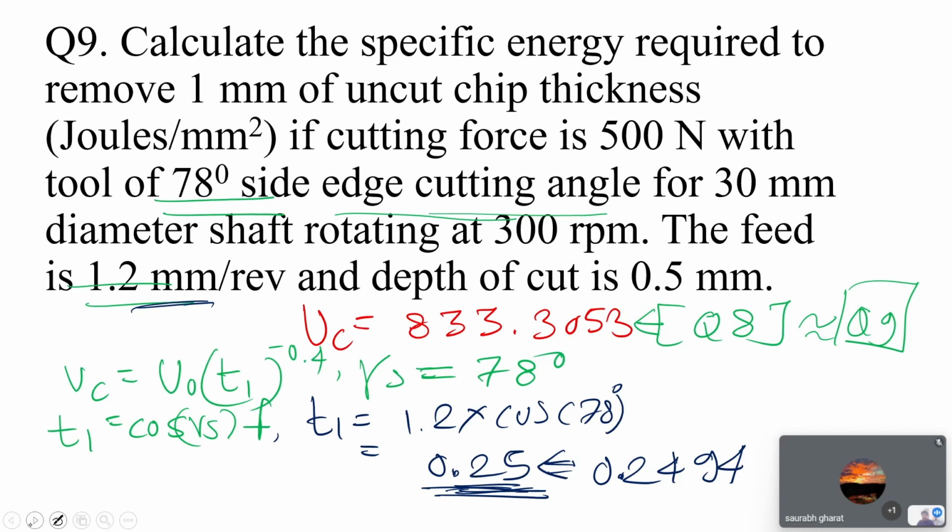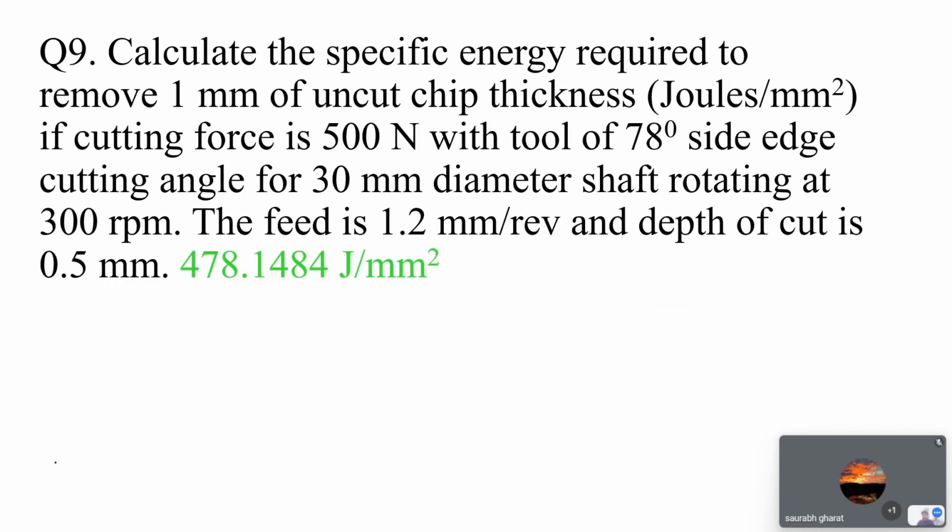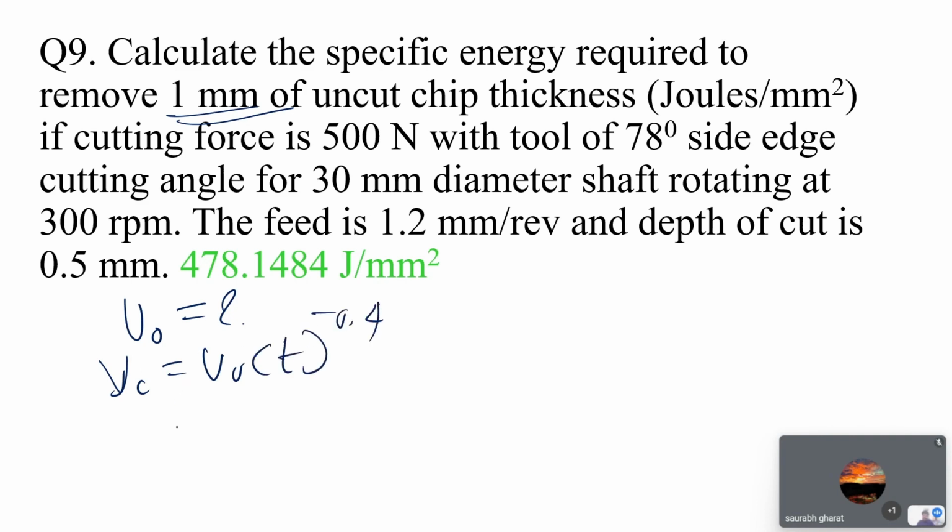So what you need to find out right now is, again, for 1 millimeter, it will be U0 that you need to find out. So you know the formula. What is the formula? UC is equal to U0 into T to the power of minus 0.4. That was written previously. So right now you have T. You have UC and T. So find out this. This is again a very simple concept, because we are finding everything and we calculated the things first.